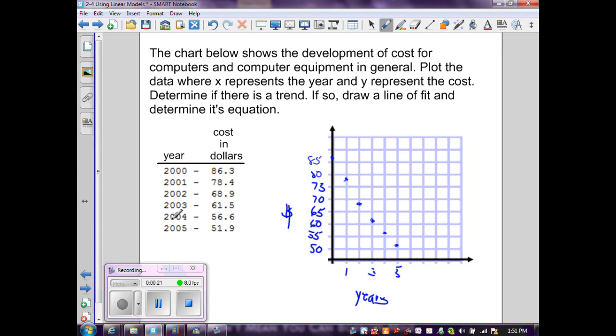Here, we're given the year, and I have 2000, which is represented on the origin, and then I have 2001, 2002, 2003, and so forth. Dollar amount is on the Y. That's at $50 all the way up to $85 going by increments of 5. I've plotted the data. Now I just have to determine which 2 points I want to select to create my line of fit. I'm going to decide the second point, that is the point at 2002, and the final point at 2005. Given those 2 points is (2, 68.9) and (5, 51.9).